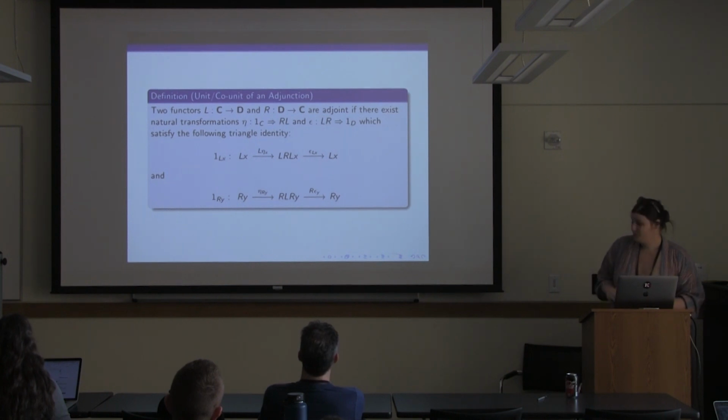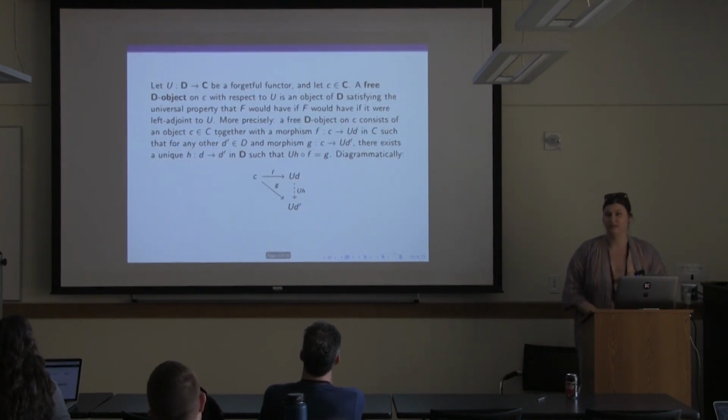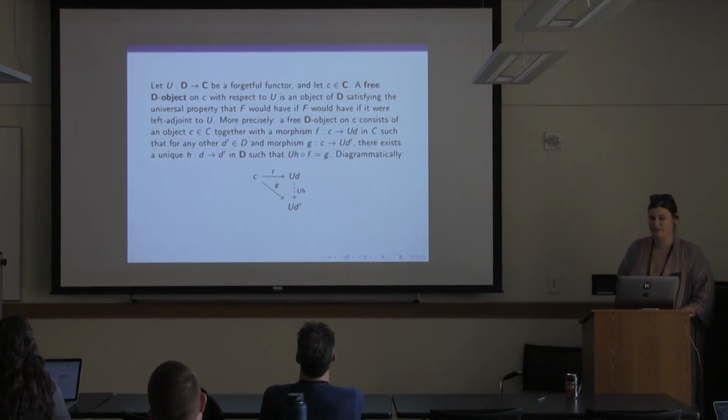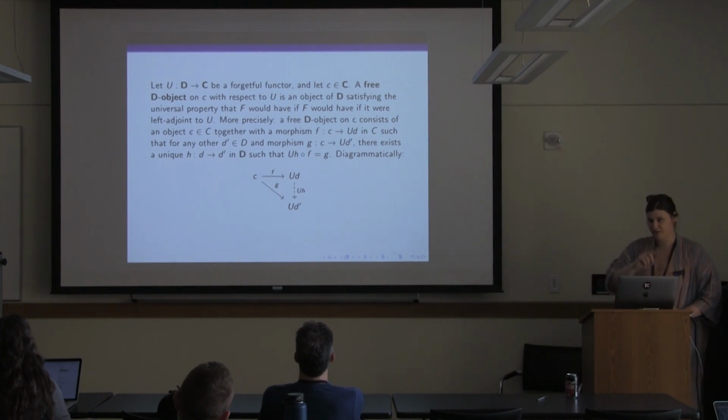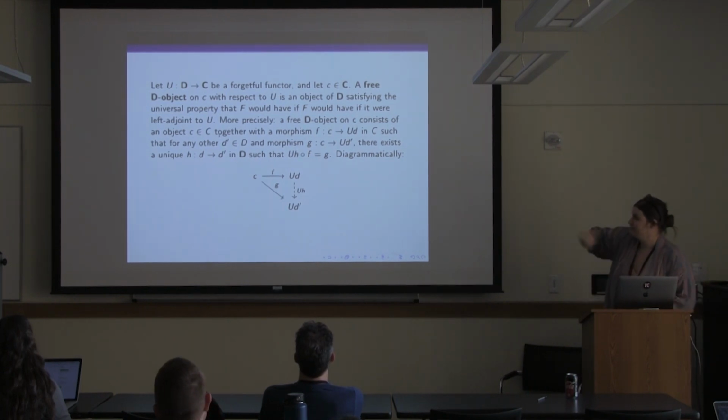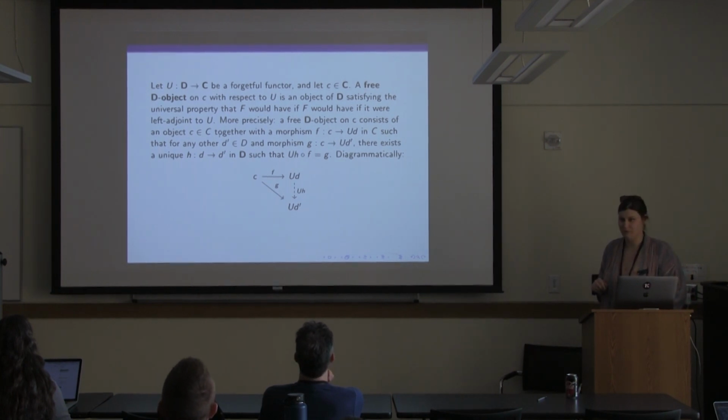Okay, so we're actually going to see an example of this because it's actually a lot easier to work through these examples than to just stare at equations all day. So here's a good one, and actually the punchline to this is really interesting. Consider a forgetful functor from D to C, or replace C with Set. Okay.